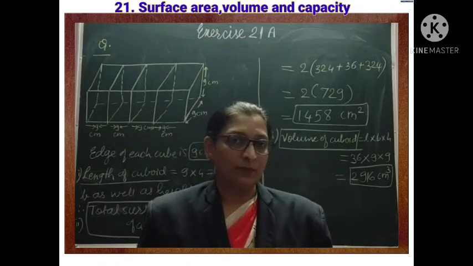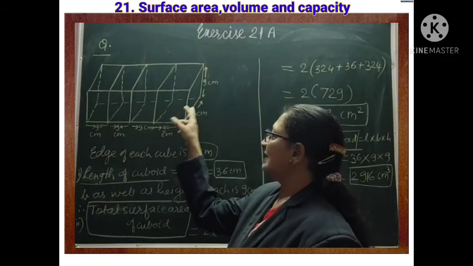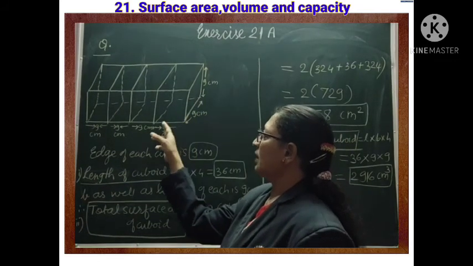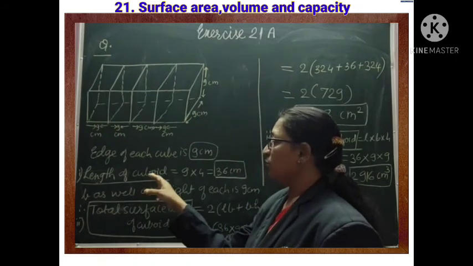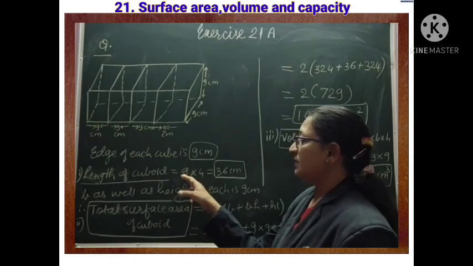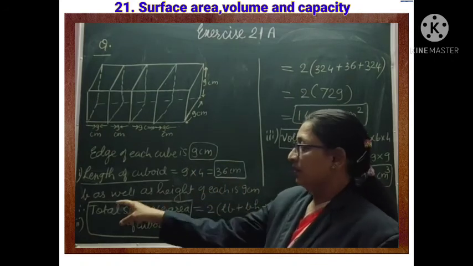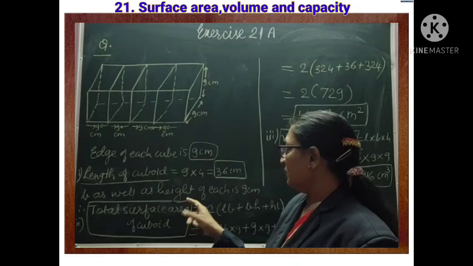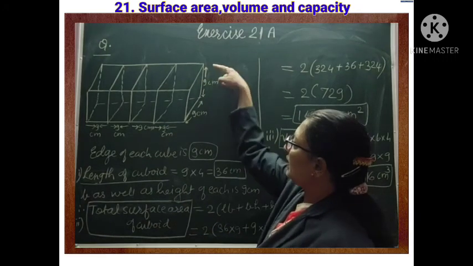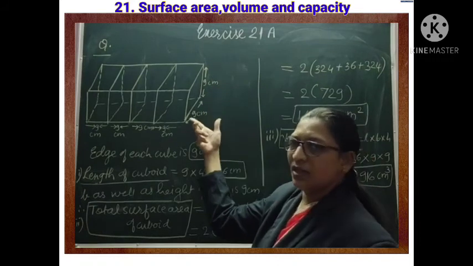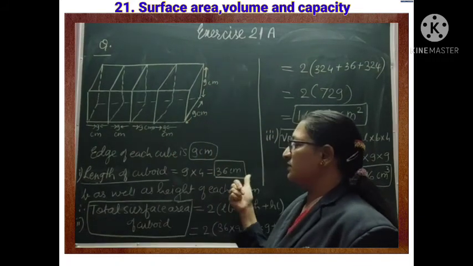Let us solve one by one. Since the length of the cube is 9 cm and there are 4 cubes placed end to end, the length of the cuboid can be calculated as 9 into 4, that is 36 cm. Breadth as well as height of each is 9 cm. Means this total cuboid has the breadth as well as height the same, 9 cm only. Just the length is 36 cm.